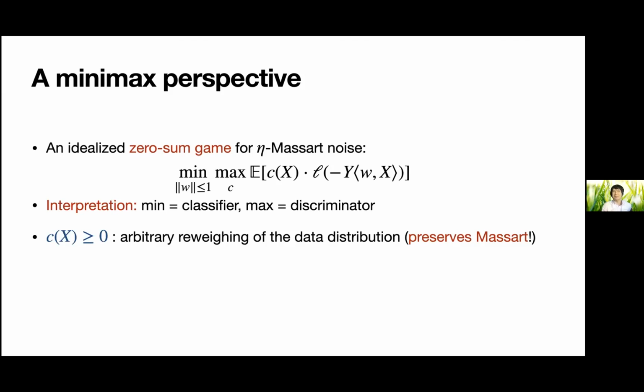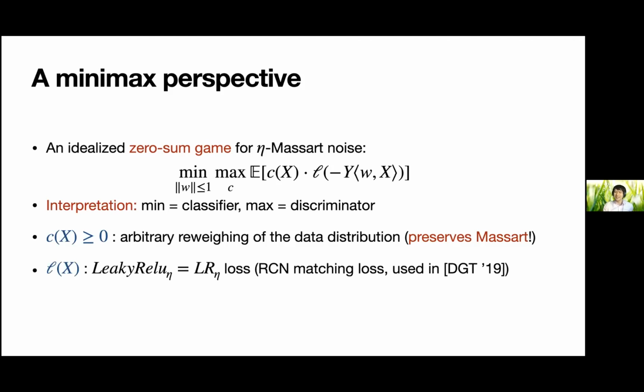So why is that? It's because the Massart assumption is only a statement about the conditional law of y given x. So if I reweight the distribution of x in any way, say by doing importance sampling, it does not change the fact that I'm in a Massart half-space model. And that's really the crucial reason why we're putting this reweighting in. We're trying to take advantage of this.